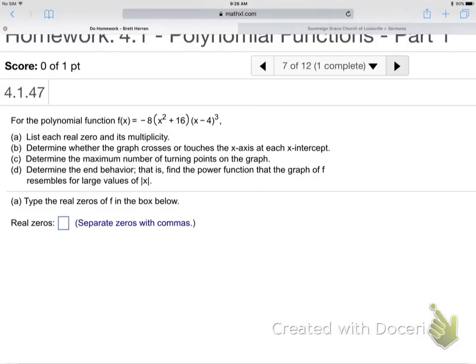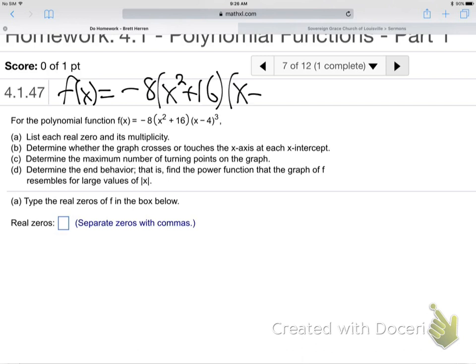Okay, so they got this big function. Can you all see that? Let me make it a little bigger here. So f of x equals negative 8 times x squared plus 16 times x minus 4 to the third. The first question is: list each real zero and its multiplicity. So what are the zeros? Now we're going the other way. The last couple of problems, they gave us the zeros and wanted us to provide the function. Now they're giving us the function, and they want the zeros back.